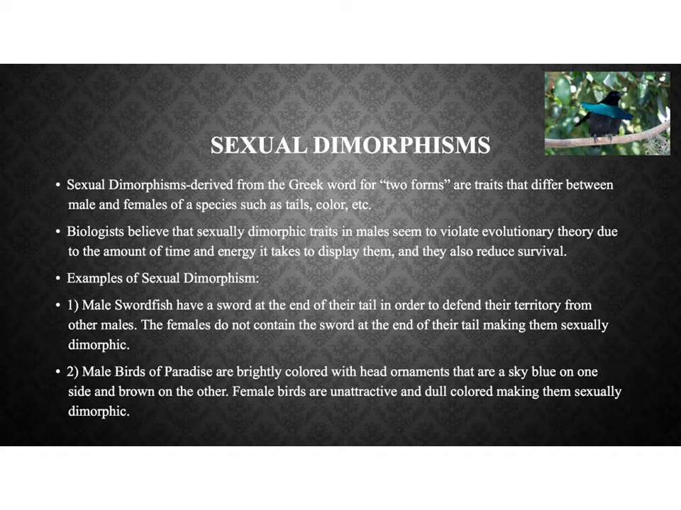Some examples of sexual dimorphism include the male swordfish, which have a sword at the end of their tail in order to defend their territory from other males. The females, however, do not contain the sword at the end of their tail, making them both sexually dimorphic. Another example is the male birds of paradise, which are brightly colored with head ornaments that are sky blue on one side and brown on the other. Female birds are unattractive and dull colored, making them both sexually dimorphic.